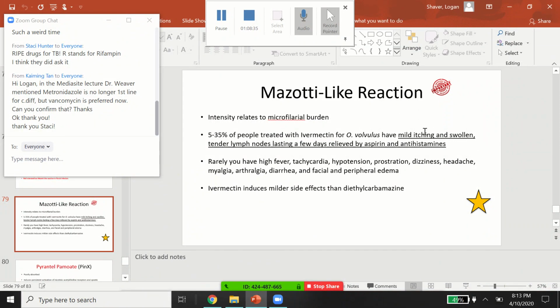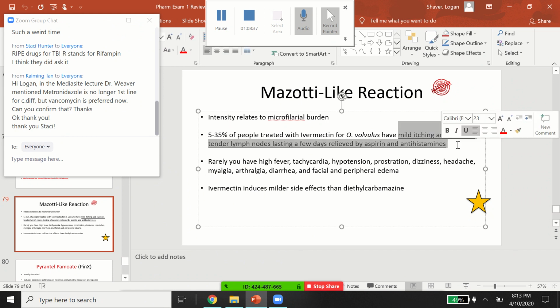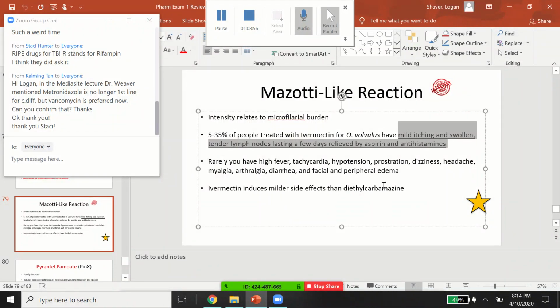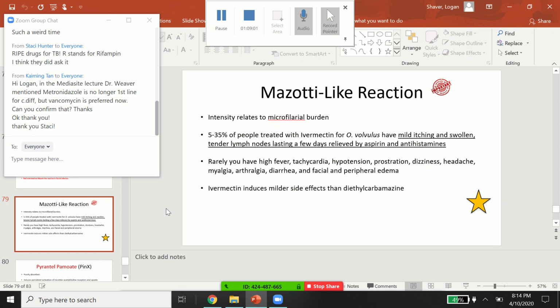On to this Mazzotti-like reaction. I underline the more common symptoms that you see with it. You'd see mild itching and swollen, tender lymph nodes that last a few days and are relieved by aspirin and antihistamines. So if you see a question stem where they have this type of look, and it asks what drug did you give them, you need to be thinking more than likely ivermectin, because diethylcarbamazine, of course, you can only get from the CDC.